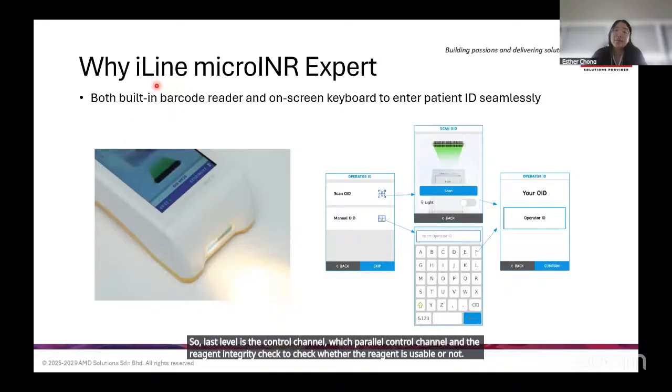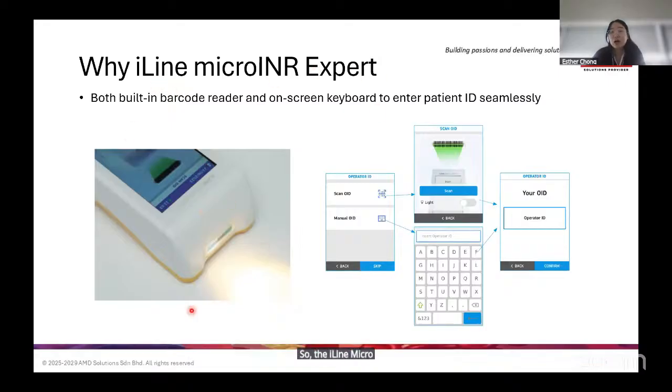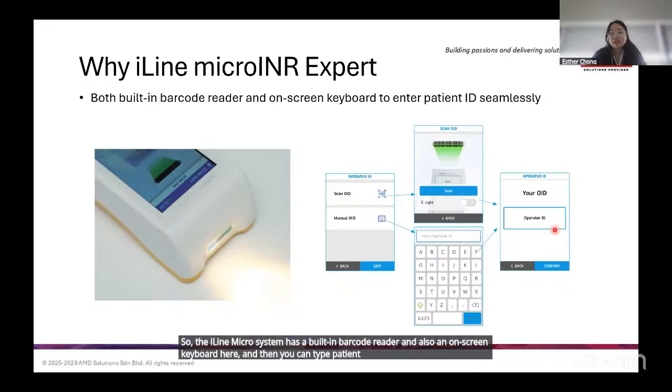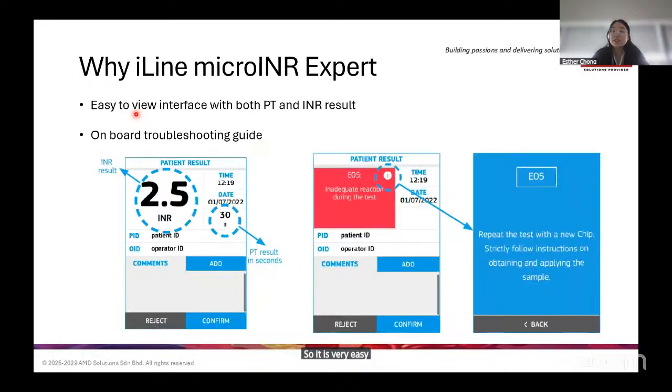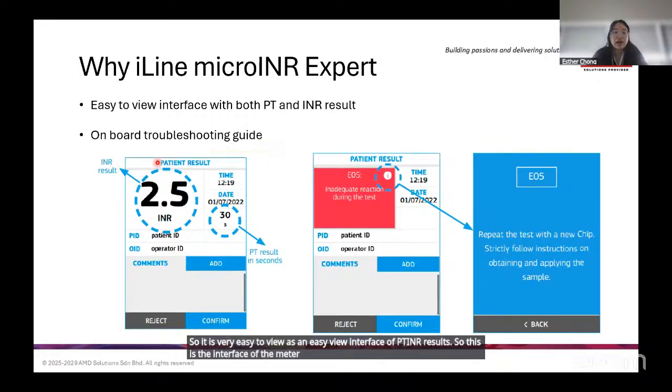The iLine Micro INR system has a built-in barcode reader and also an on-screen keyboard here, and then you can type the patient ID on the screen. It has an easy-view interface of PT INR results. This is the interface of the meter. You can see the INR result is bigger here and the PT result is smaller here, so you can see both PT and INR results here.